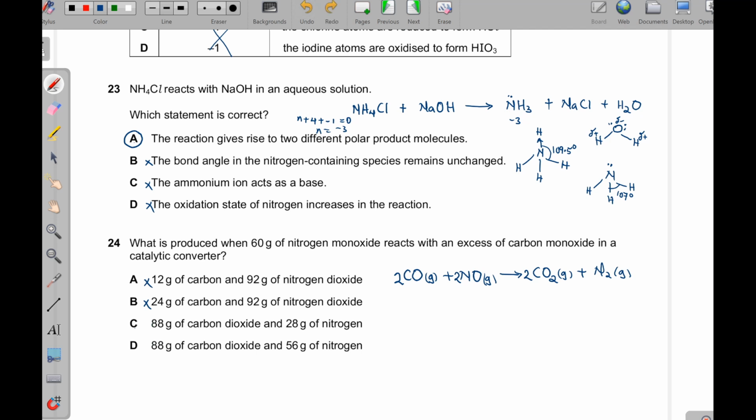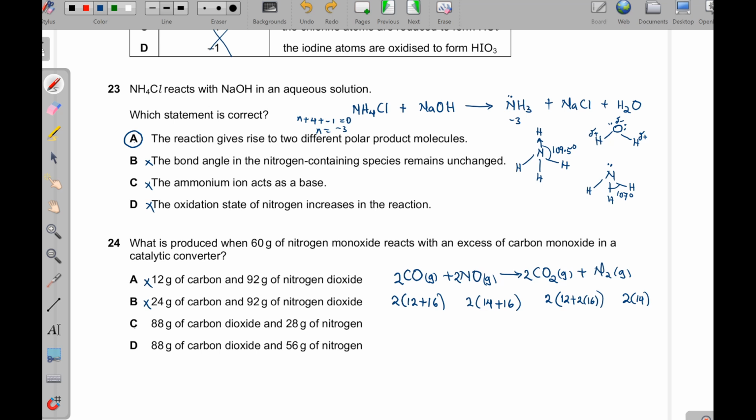Now let's check. From here, since they are talking about masses, the Ar for carbon is 12. Then the one for oxygen is 16. Then here the Ar for nitrogen is 28. No, it is 14. Then plus that of oxygen is 16. Then here we have 12, then plus 2 times 16. That is 32 plus 12. That is 44. And then here 2 times the 14. So meaning this one is what? It is 28.